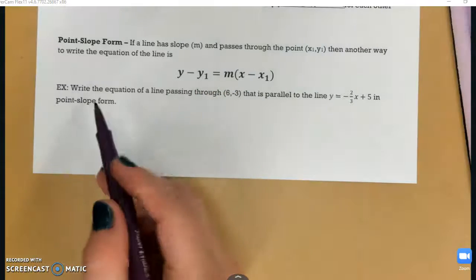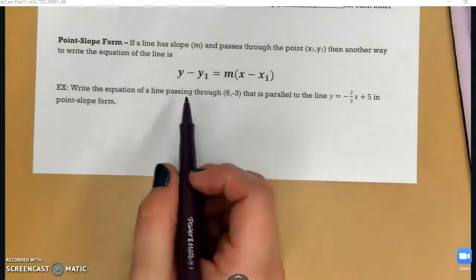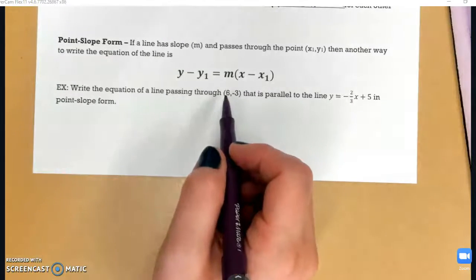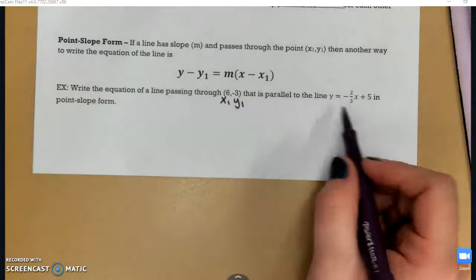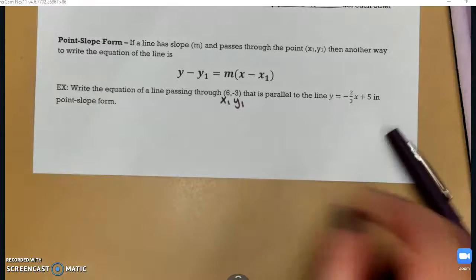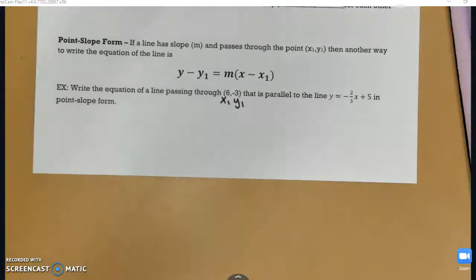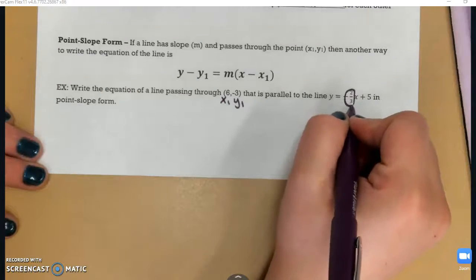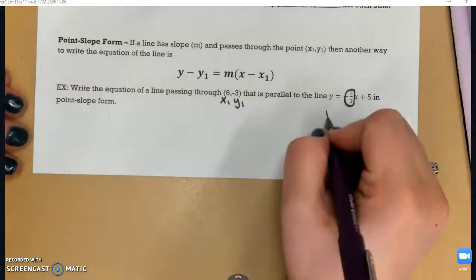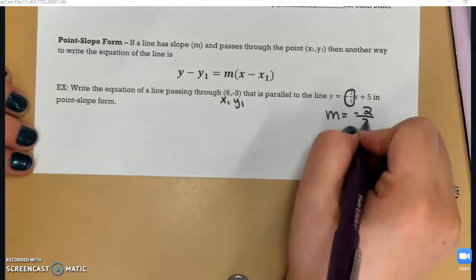So let's practice that first. We're going to write the equation of a line passing through the point 6, negative 3. So this is going to be x1, y1. And it is parallel to this line. So if it's parallel, remember that means that they have the same slope. So I need to identify the slope of this line. And this is slope-intercept form, so I can see that my slope is negative 2/3.